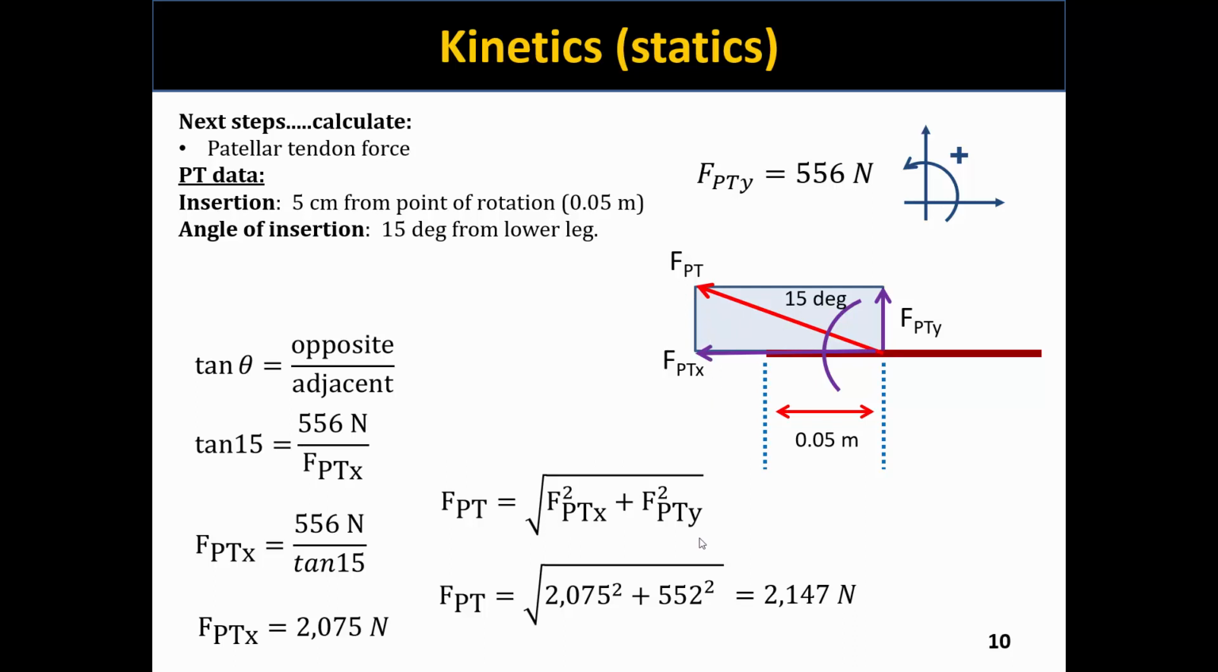So this will end this video, but just make one more point here that the 552 should be 556 to correct this typo. And in the next video, we're going to continue with our calculations to determine the reaction force.